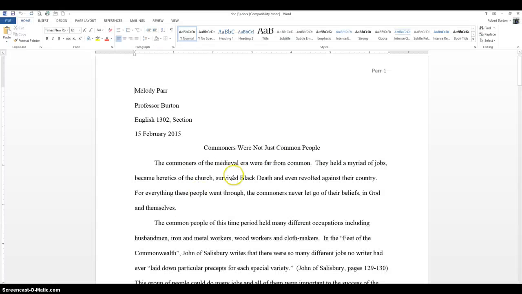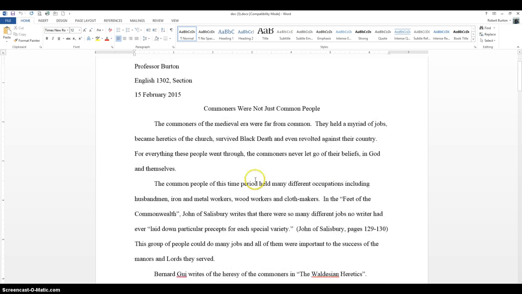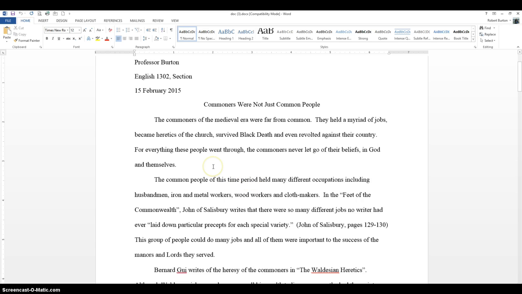Let's take a look at this one. We have page numbers, we have margins, good, we have a title, so we can get into this first paragraph. Take a look at this first paragraph. Remember, we're going to be looking for a thesis, and the thesis should have a clear topic and a clear argument and a clear reason.